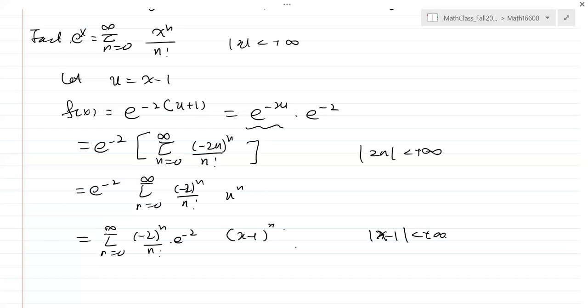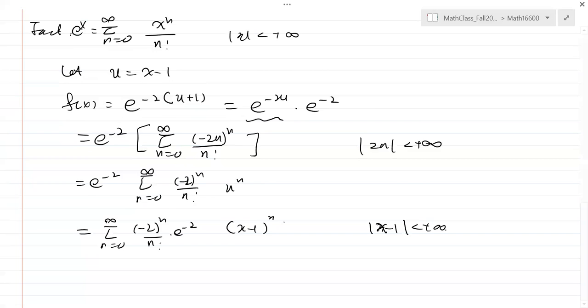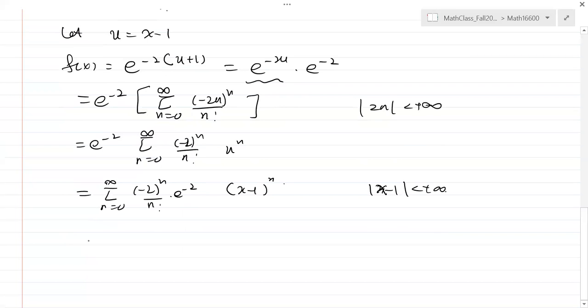But this must be the Taylor series. This is the Taylor series at a equals 1. We found more than we need.